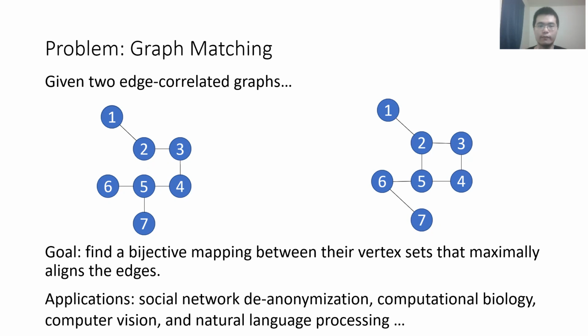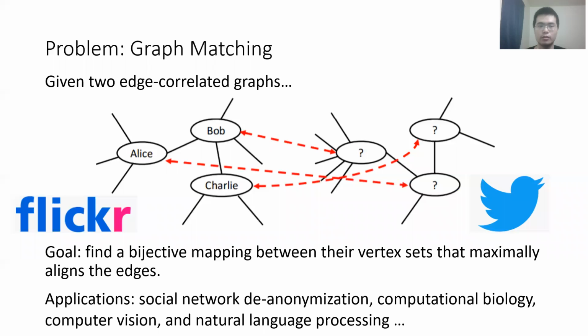Graph matching is a fundamental problem with numerous applications in a variety of fields, such as social network de-anonymization, computational biology, and so on. For instance, some researchers treated the contact relationships graph on the Flickr photo sharing service as the public graph, and the follower relationships graph on the Twitter microblogging service as the anonymized graph. The researchers were able to re-identify the users in Twitter by graph matching.